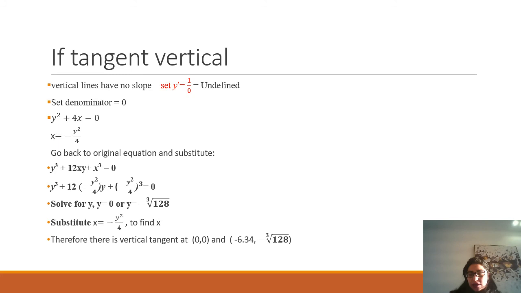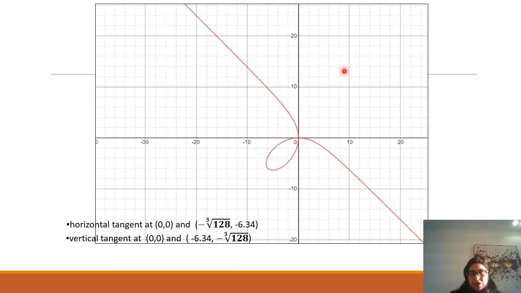Alright? Can I check the graph? Yes, this is the graph of the function. Looks a little bit strange. Okay? Let's check the things. We said that we have a horizontal tangent. I can draw a horizontal line at 0, 0 and at negative cubic root of 128, which is 5 point something, and minus 6.34. Let's check. Horizontal slope at 0. Yes, here it is. I can draw a horizontal slope at 0. Let's check this one. It is minus 5 point something and minus 6.3. It's this point. I can draw a horizontal line, so that's correct.